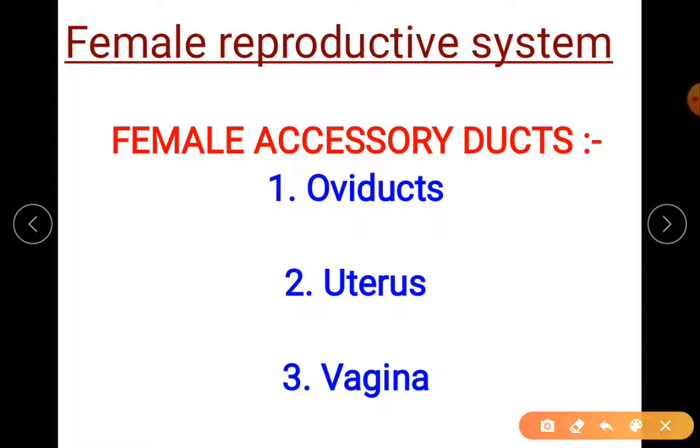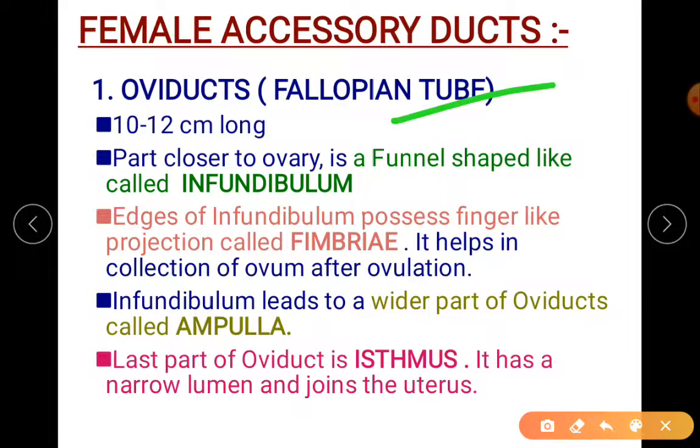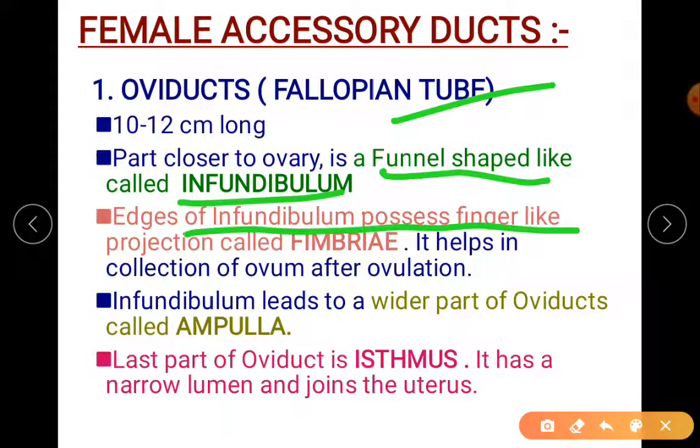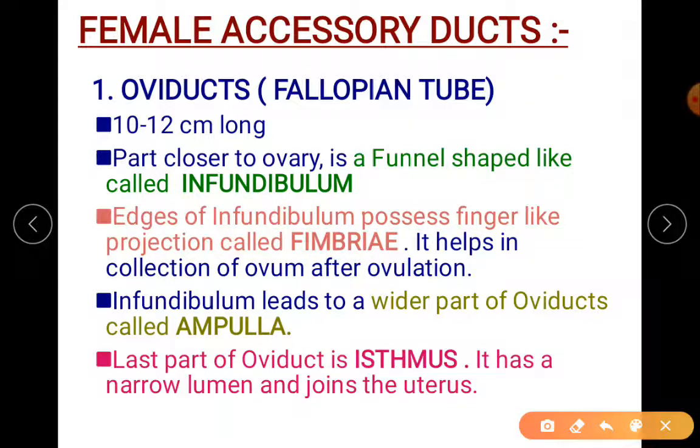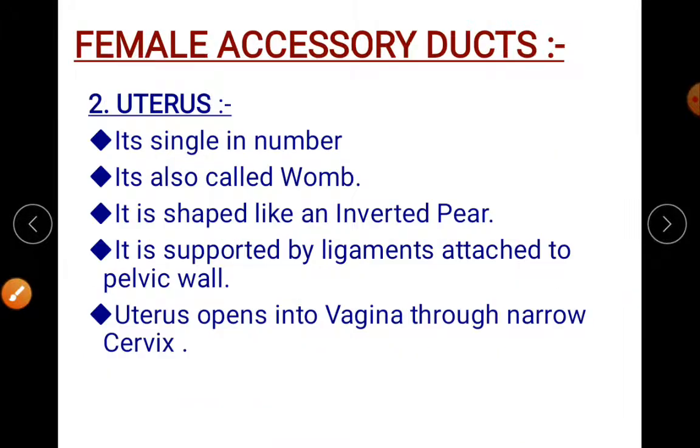The primary sex organ is clear. Now we are studying what all are associated with the primary sex organ. It is your accessory ducts, that is your oviducts, uterus and vagina. The oviduct, also called the fallopian tube, has the funnel shaped infundibulum. The infundibulum has finger like projections called fimbriae. The role of fimbriae is to collect the ovum after ovulation. The infundibulum leads to a wider part of the oviduct called the ampulla, and the final part of the oviduct is the isthmus, which has a narrow lumen and joins the uterus.